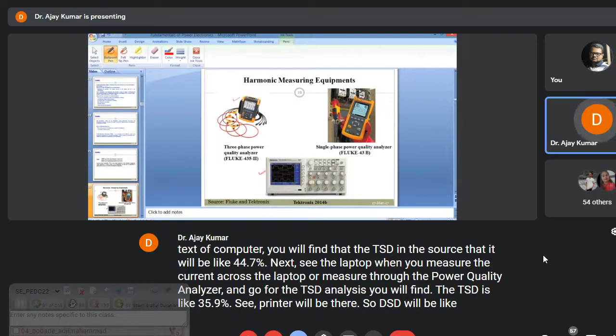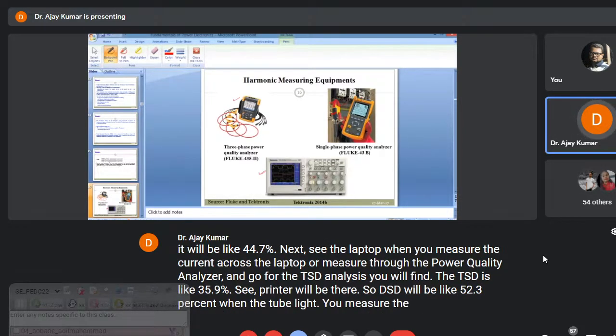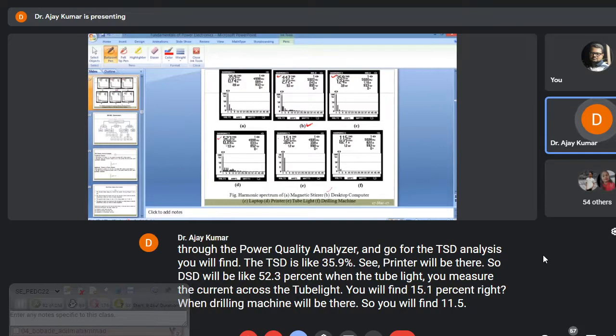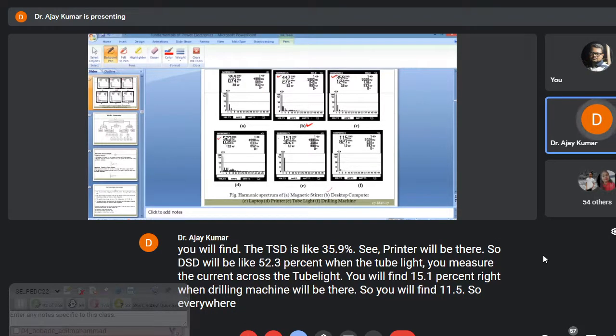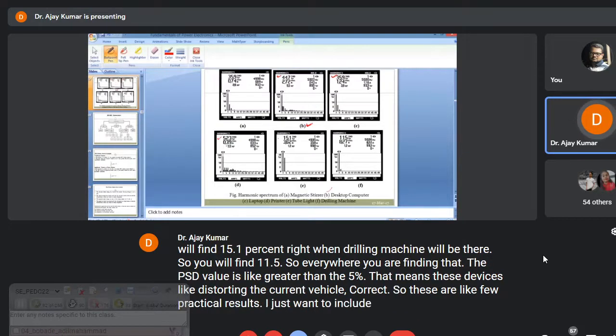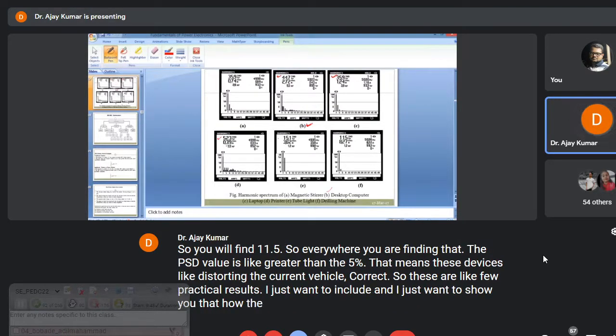When you measure the current across the tube light, you will find 15.1%, right? When the drilling machine will be there, you will find 11.5. So everywhere you are finding that the THD value is greater than 5%. That means these devices are distorting the current waveform. Correct? So these are a few practical results. I just want to show you how the daily loads are distorting the power quality. Correct?